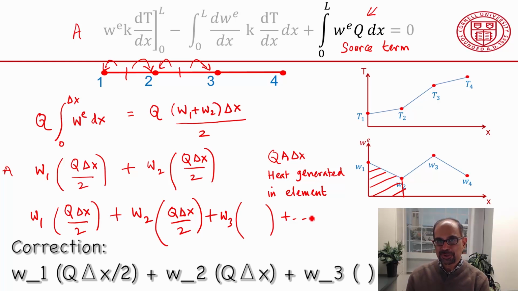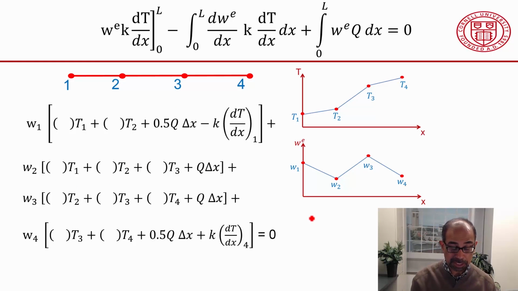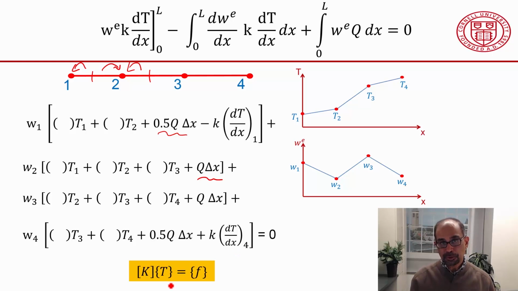And let me go back to the equations I showed that were multiplied by the weights. So you can see how this term comes about. That's half of the contribution here. You can see how this term comes about. That includes both of these contributions, and so on. And if you write this in this form, that's the stiffness matrix form. This is how it's usually written.